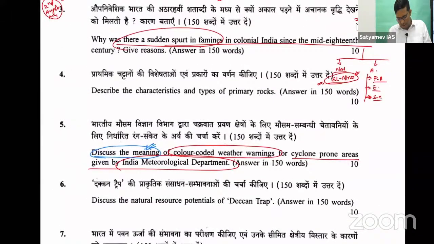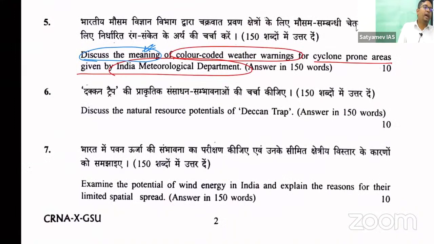Did you understand? So then you will be saying that clear understanding or clarity in this warning system with the help of color coding will help in efficient disaster management planning and ultimately short-term and long-term mitigation of those disasters.